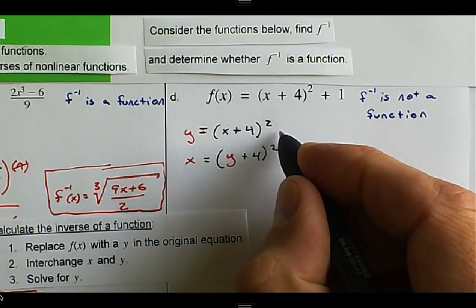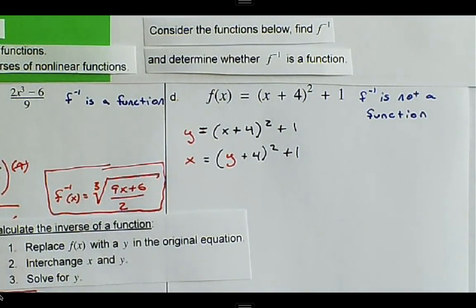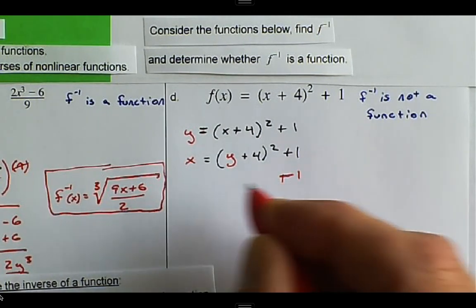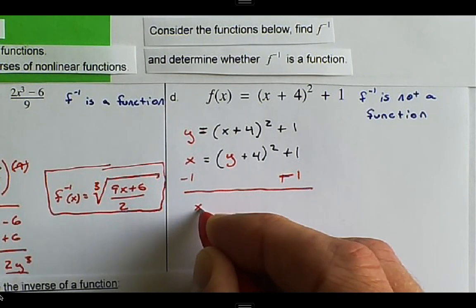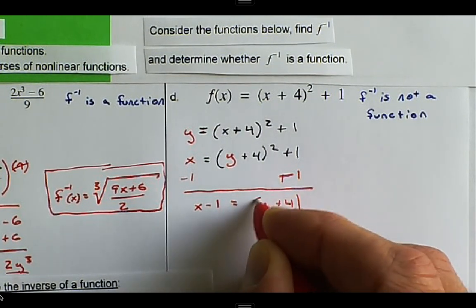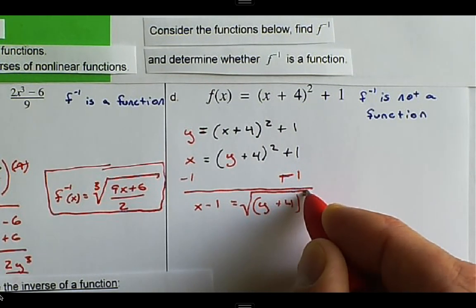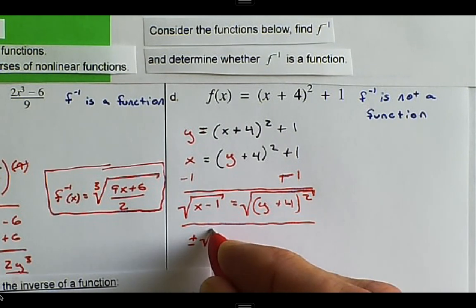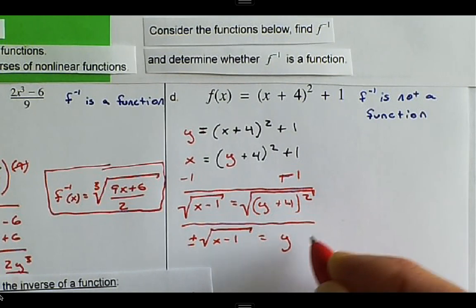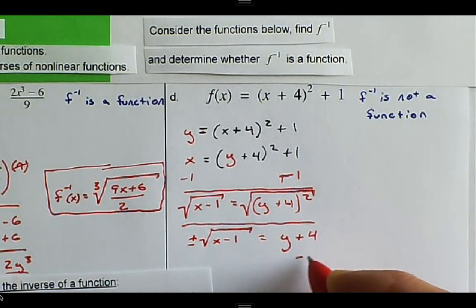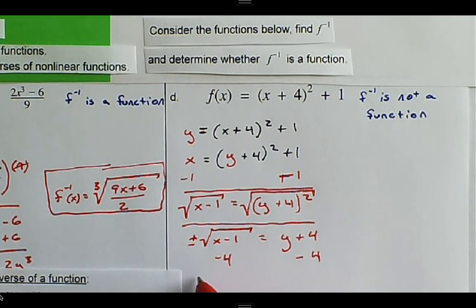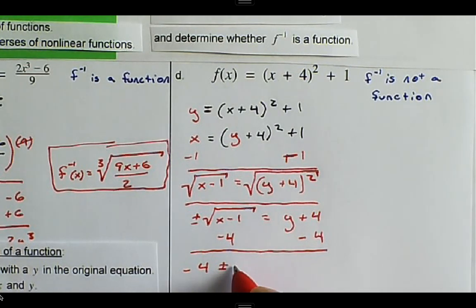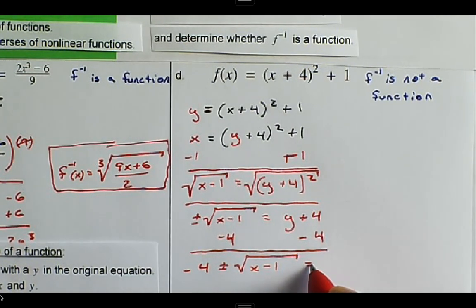Oh, I forgot the plus 1 here, so I just want to add that plus 1 in there. And now the last step is just solve to get y by itself. So I'm going to add or subtract 1. So x minus 1 equals y plus 4 quantity squared. To get rid of that, we take the square root. And whenever we take the square root, that leaves us with plus or minus. And then we can subtract 4. And then we get negative 4 plus or minus the square root of x minus 1 is equal to y.